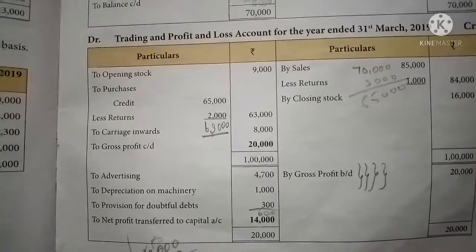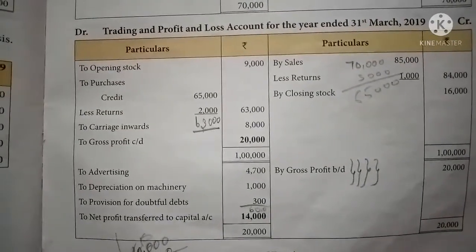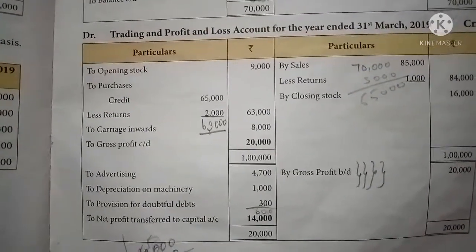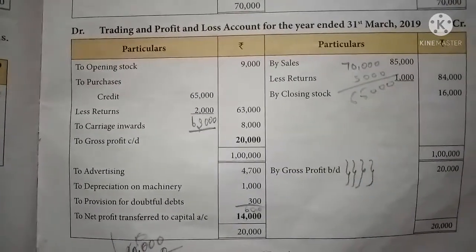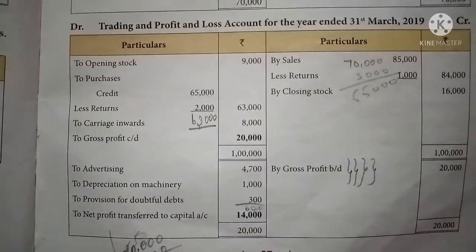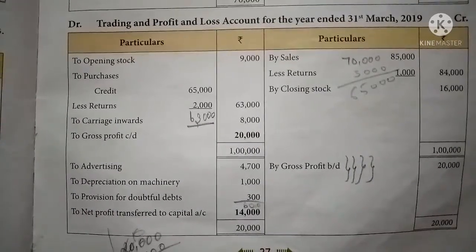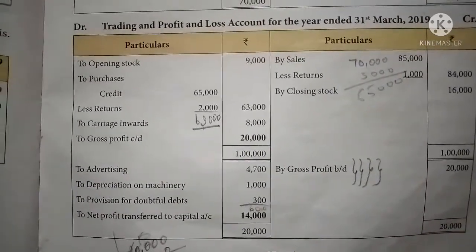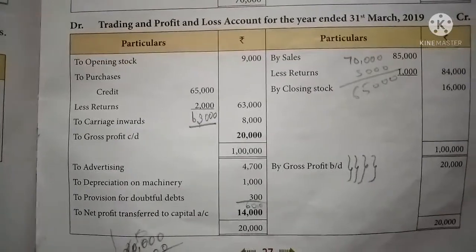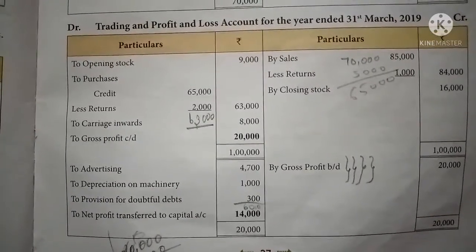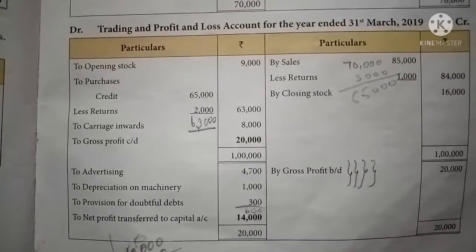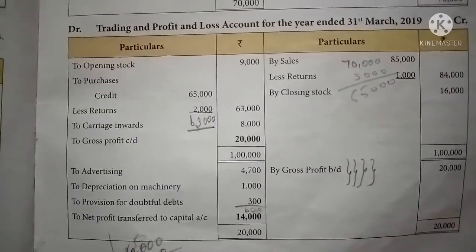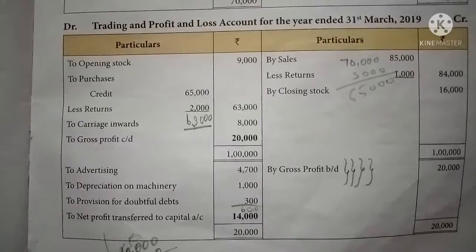By sales, it is given in the sum itself, 85,000. Less sales returns, it is also given in the sum, 1,000. Net amount is 84,000. By closing stock is also given in the sum, 16,000. So after writing all these 4 major items, one expense is also given in the additional information, carriage inward. Take that amount and write it on the debit side, 8,000 to carriage inward.